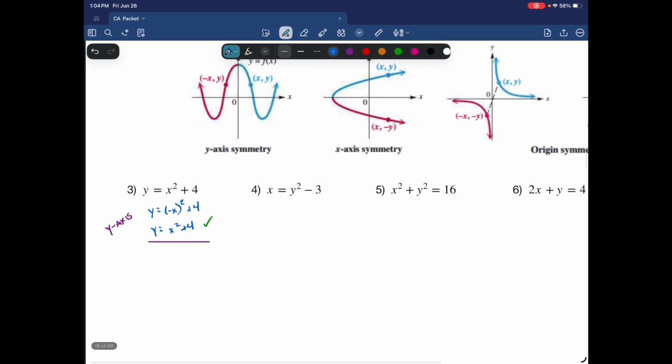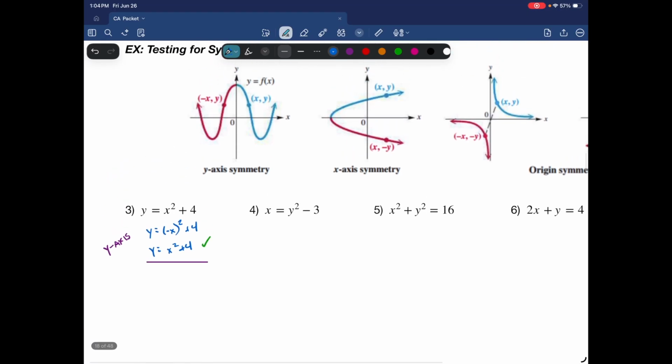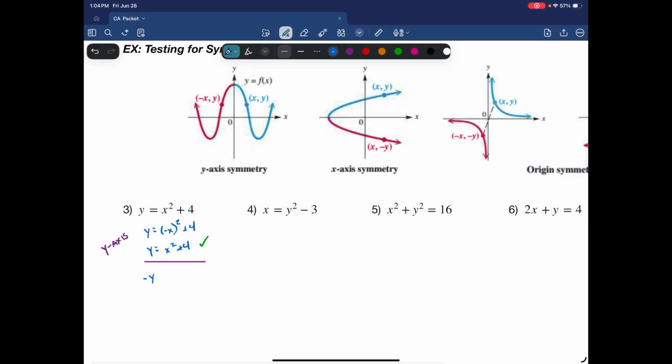All right, now let's test for x-axis symmetry. On x-axis symmetry, the value that changes is the y. So I'm going to plug in negative y into my function and see if I get my original back. Well, I multiply everything by negative 1. I get y equals negative x squared minus 4. That is not my original. So this does not have x-axis symmetry.